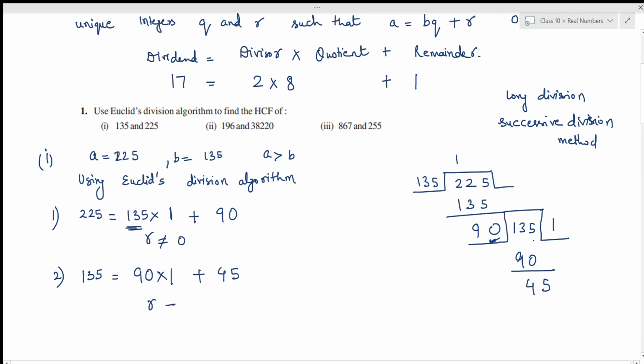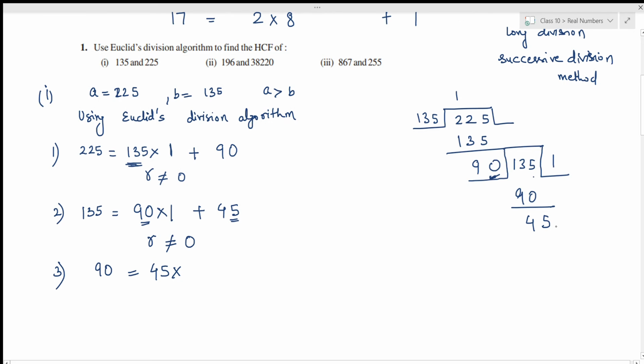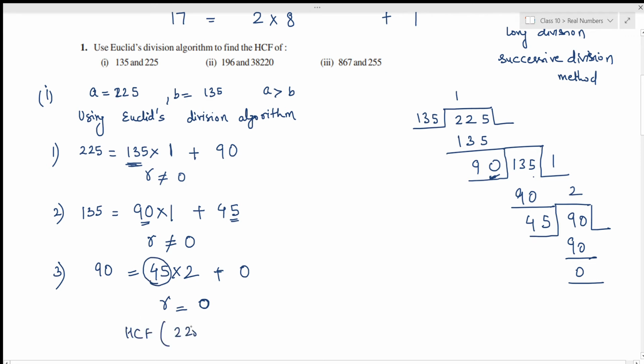So again I do not have the remainder as 0. So again the division lemma is applied on this divisor and the remainder. Now I'll divide this 90 by 45 and I'll see what remainder and quotient I'll get. When I divide 90 by 45, 45 twos are 90. So the division is complete over here. You got the remainder as 0. The step where you get the remainder as 0, that divisor will become the HCF. So the HCF of these two numbers, 225 and 135, is 45. Hope this is clear.